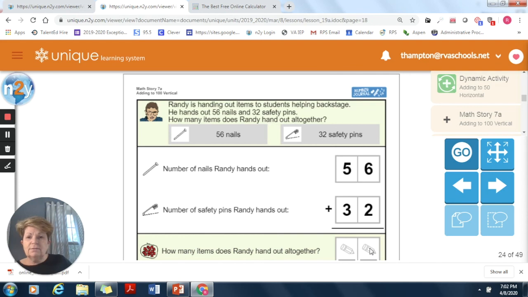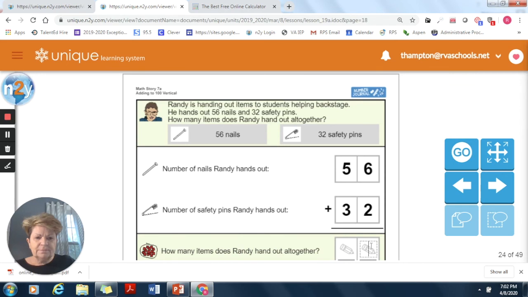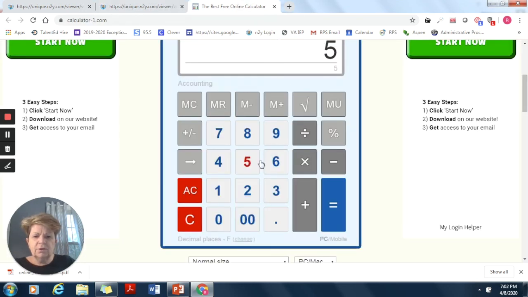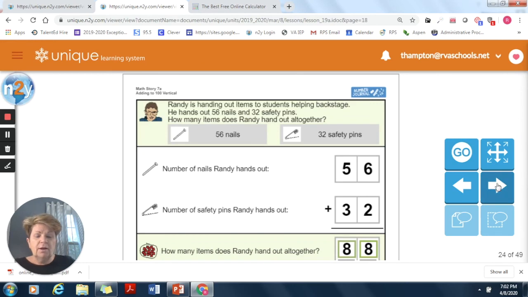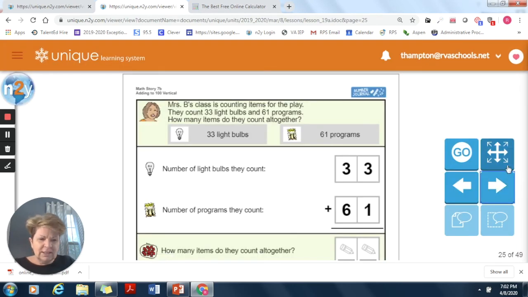So what number did you get? What was your answer? 88. Good. 88. So let's go ahead and put our answer in. 88. And we'll take up our calculator. We're going to clear our answer. We're going to put in 56. Now, which are we pushing here? Subtraction or addition? Addition. Plus 32 equals 88. Very good. All right, let's do one more addition problem and then we'll let you go for today.